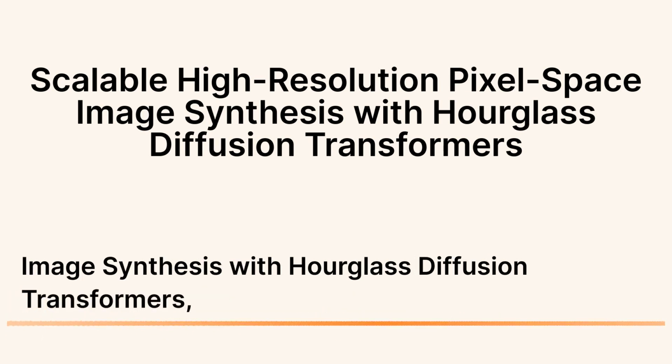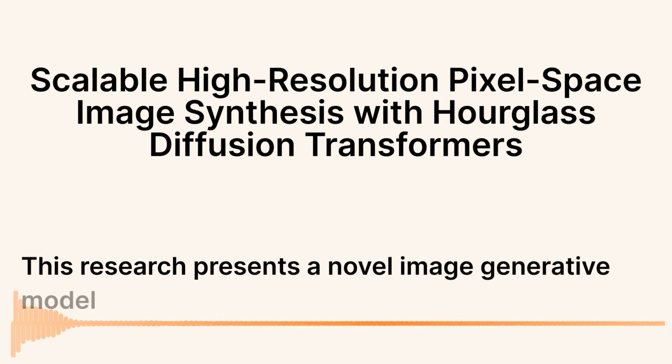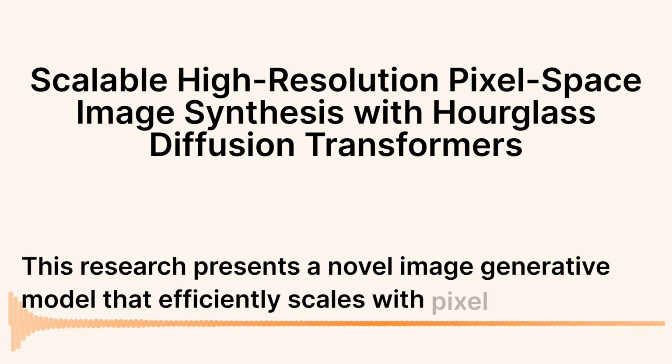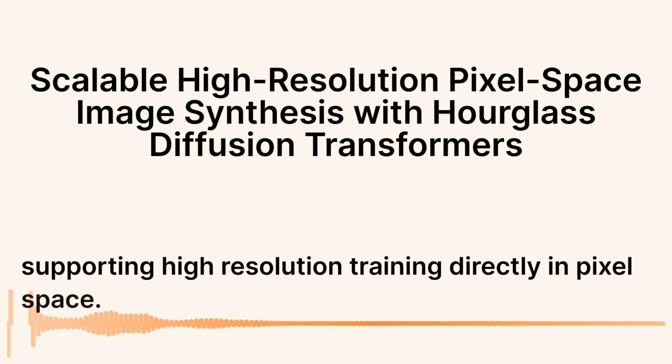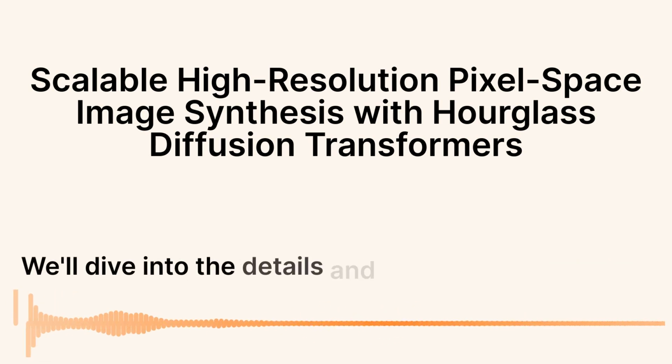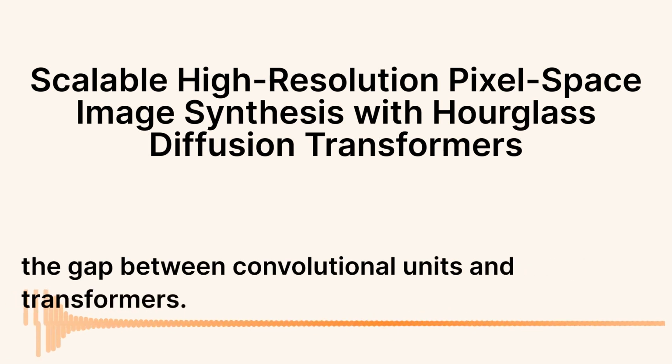Diffusion Transformers, or HDiT. This research presents a novel image generative model that efficiently scales with pixel count, supporting high-resolution training directly in pixel space. We'll dive into the details and see how it bridges the gap between convolutional units and transformers.